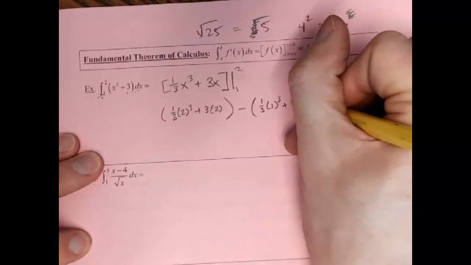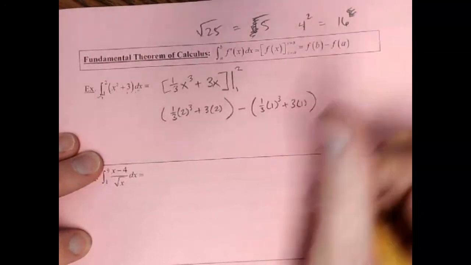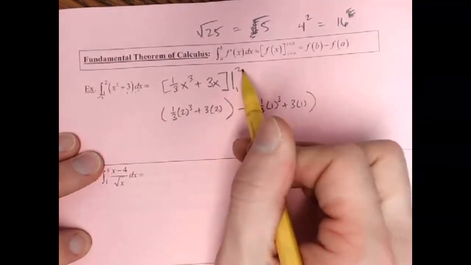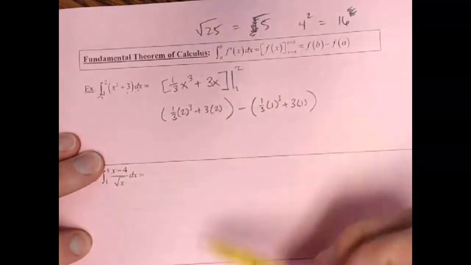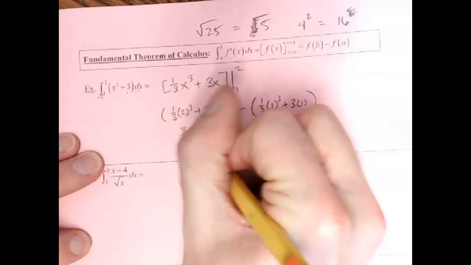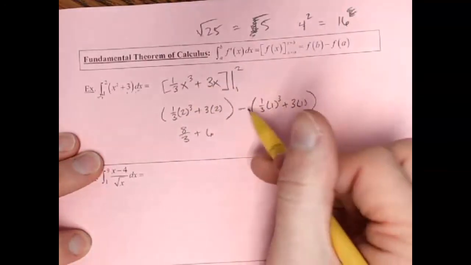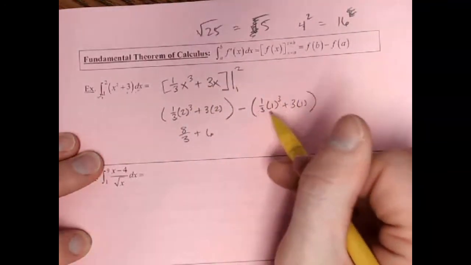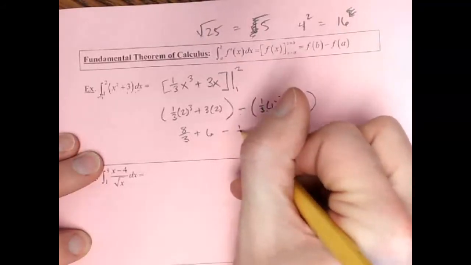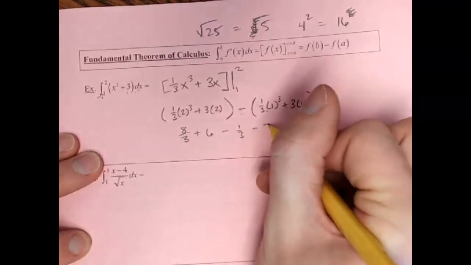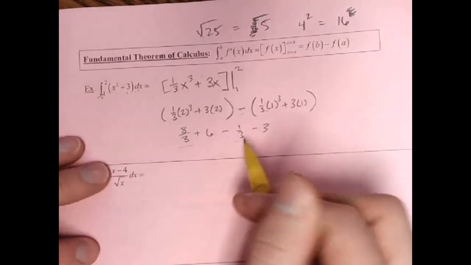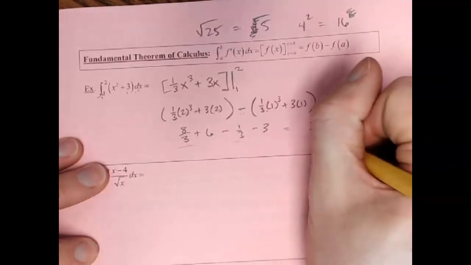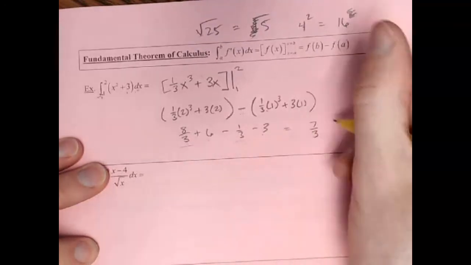Plus 3 times 1. So I have the upper evaluation, plugging in the upper number first. Then I'm going to subtract the lower evaluation. Here we go, 8/3 plus 6. Distribute the negative. That's all going to be 1/3. So minus 1/3, minus 3. Let's combine some stuff. We have an 8/3 and a negative 1/3. So that's going to be 7/3. 6 minus 3 would be 3.